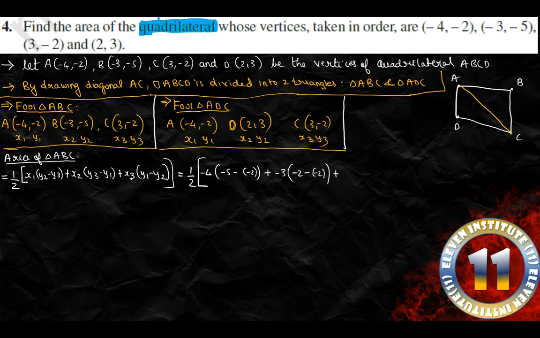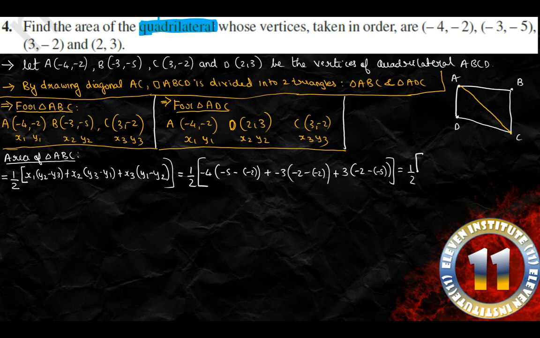Then we have plus x3. તો x3 ની જગ્યાએ આવી જશે 3 બ્રેકેટમાં y1 y2. So that is -2 -5. Sorry, yes, -2 -5. Bracket complete. So again we have half. આ માઇનસ થઈ જશે પ્લસ, -5 plus 2 થઈ જશે -3, right?